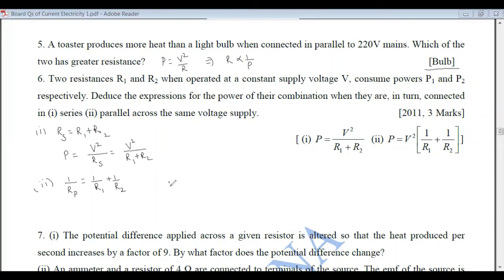And the power in this combination will be given by V square upon the equivalent resistance in parallel. Okay, V square upon Rp, and 1 upon Rp is given by 1 upon R1 plus 1 by R2. So this can be written as V square into 1 upon R1 plus 1 upon R2.